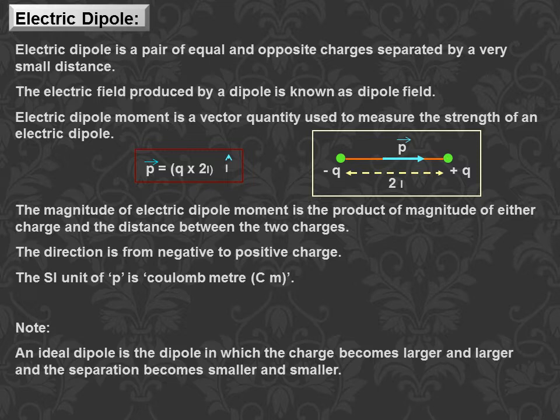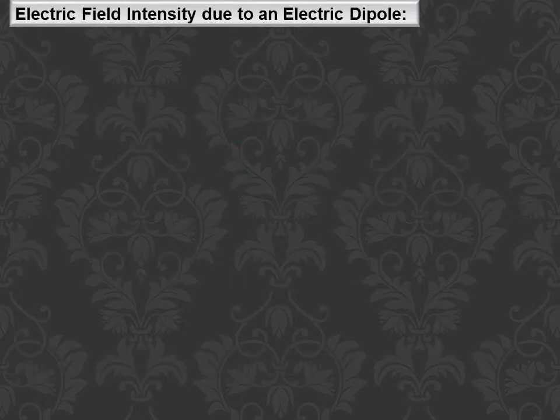An ideal dipole is the dipole in which the charge becomes larger and larger and the separation becomes smaller and smaller. Electric field intensity due to an electric dipole. In this we are having two cases. The first one is at a point on the axial line.